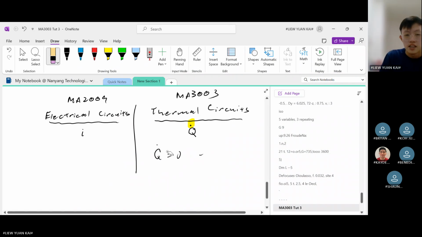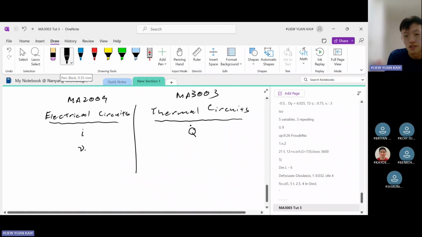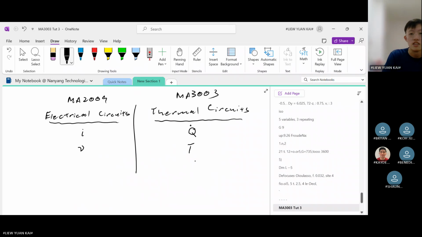Okay, so in electrical circuits, what's flowing is current, but in thermal circuits, what's flowing is Q dot, the rate of heat transfer. Now what else do we know in electrical circuits? We know the property of voltage, denoted with small letter v. And what corresponds to voltage in thermal circuits? It's actually temperature, T.